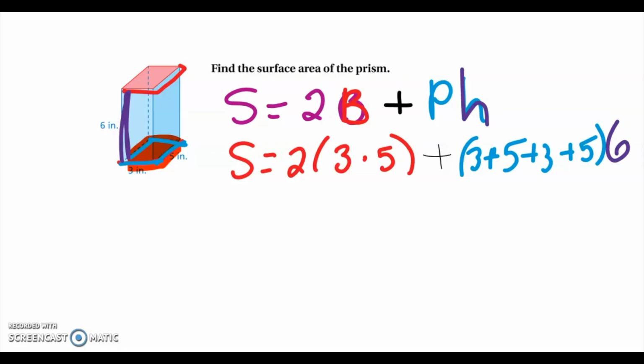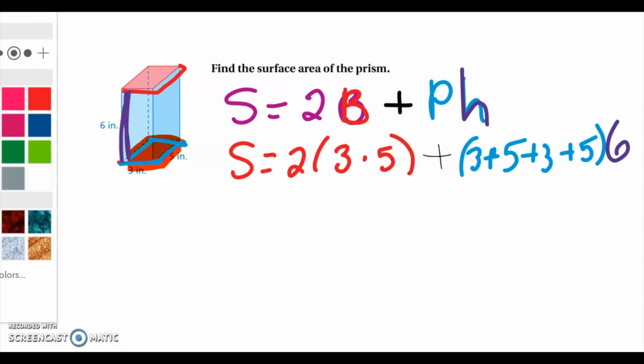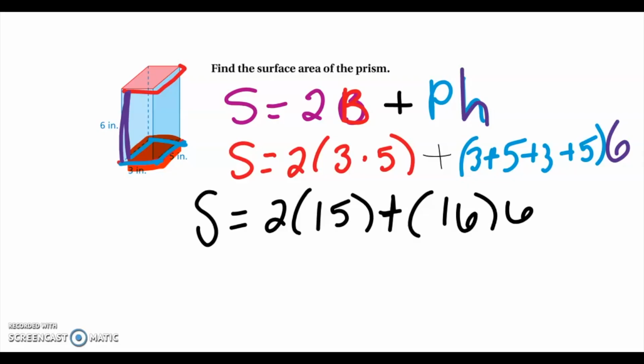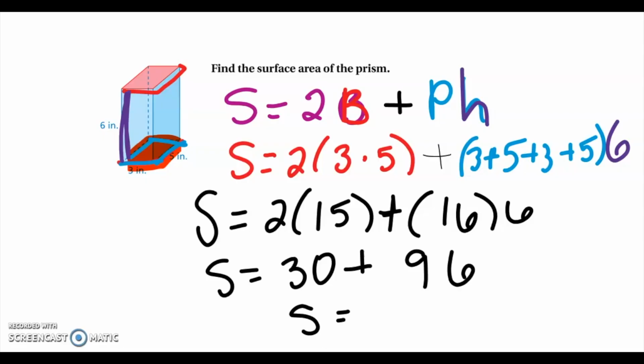Okay, so now we're ready to just follow order of operations and to do all of our arithmetic. So I'm going to start inside my parentheses. So I have 2 times 15 plus, when I add all these up, 5 plus 3 is 8, plus 5 plus 3 is another 8, so 16 times 6. So 2 times 15 is 30. 16 times 6 is 96. So I have a total surface area of 126, and we're still talking area, so square units.